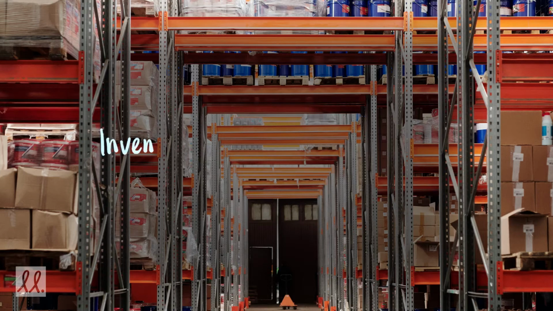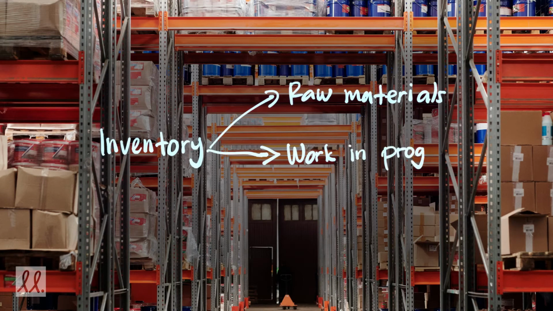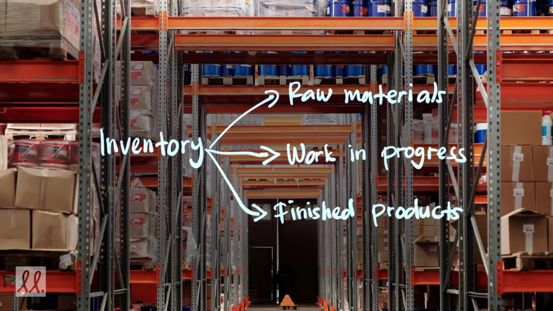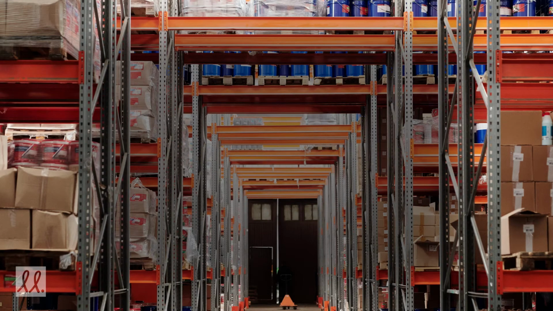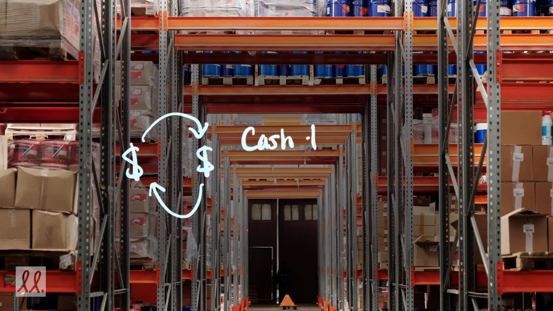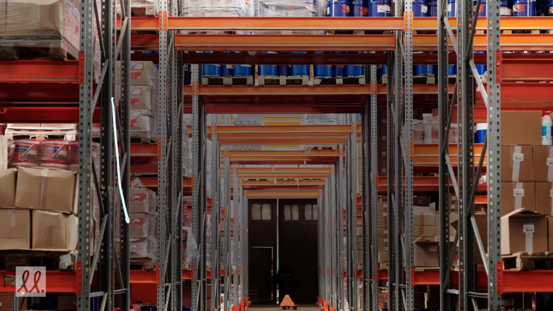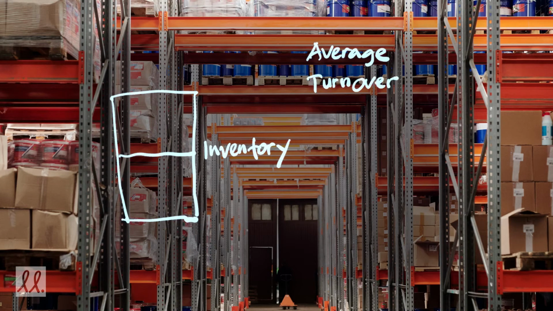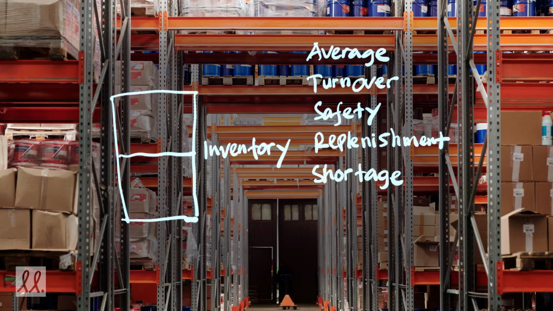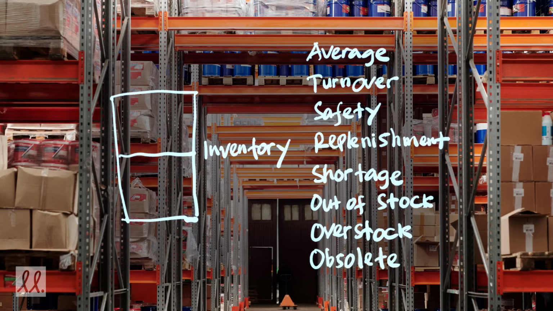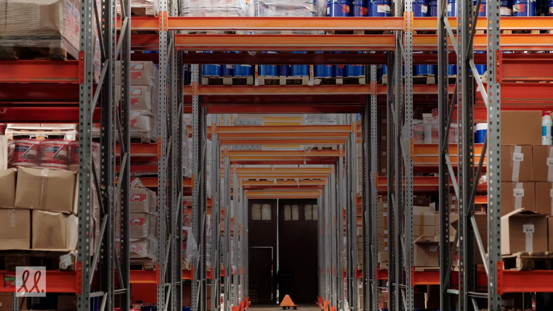Inventory refers to raw materials, work in progress, and/or finished products within the supply chain. Examples of measures used to assess inventory performance are cash-to-cash cycle, average inventory, inventory turnover, safety inventory, inventory replenishment or fill rate, shortage, out of stock, overstock, and obsolete inventory.